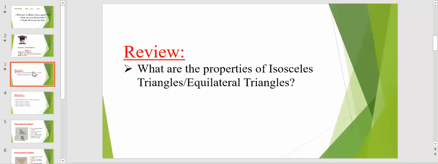Alright, an isosceles triangle is a triangle in which two sides are equal and two angles are equal. An equilateral triangle is a triangle in which three sides are equal and three angles are equal.